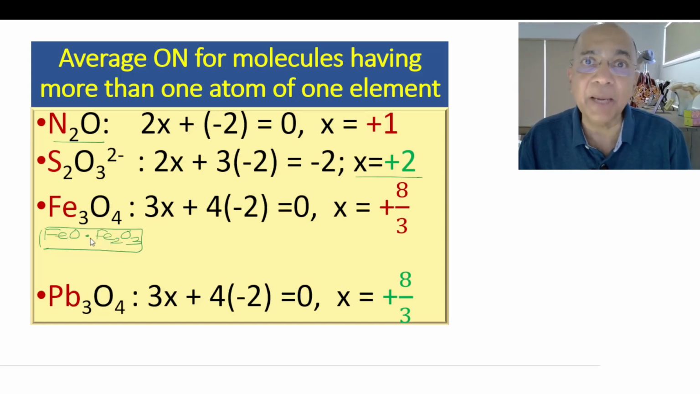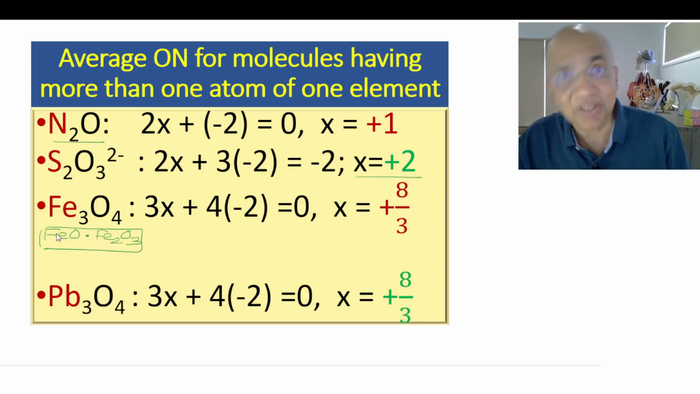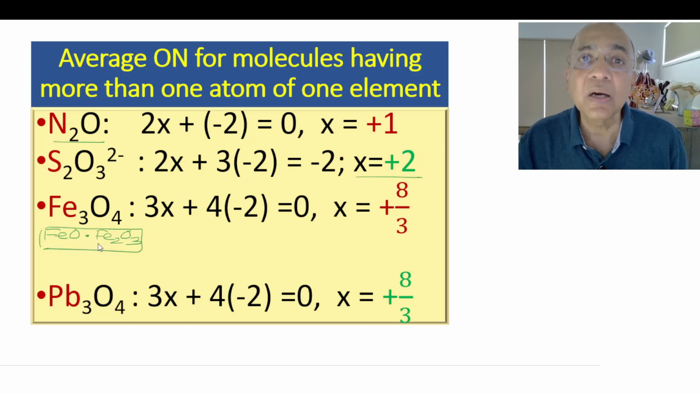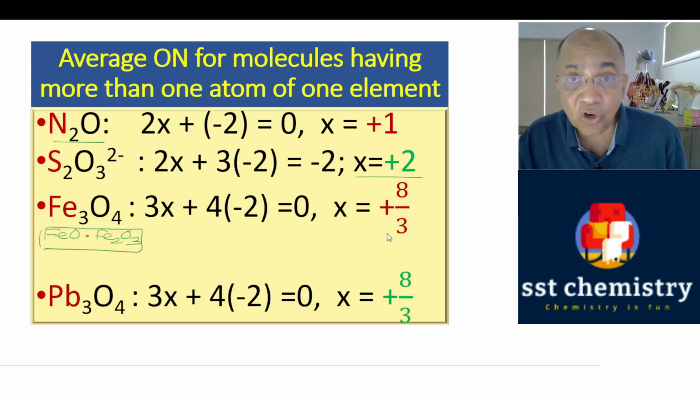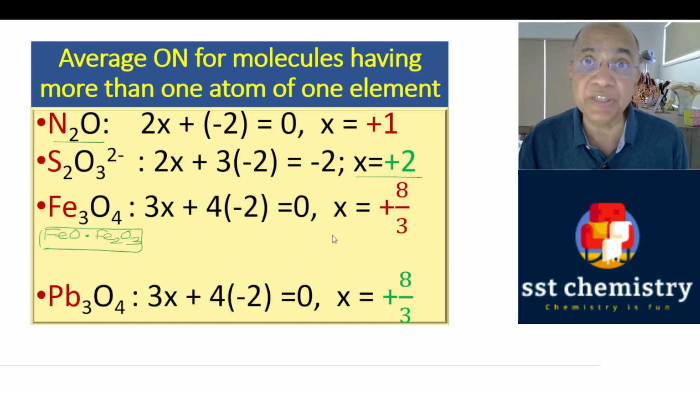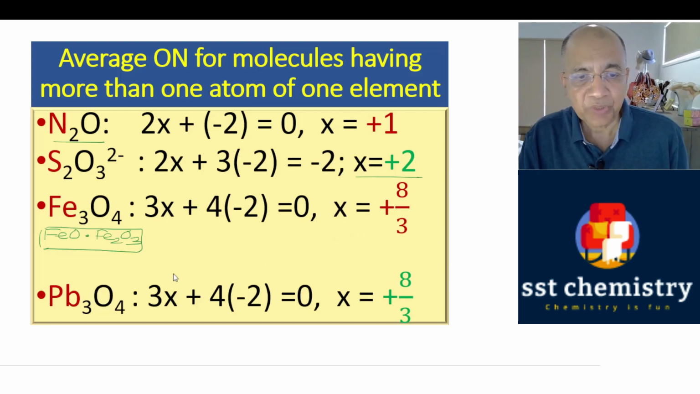So add three of them, +2, +3, +3 becomes +8, and there are three iron atoms, divided by 3. So the average oxidation state of each iron is +8 by 3. The same thing you will get in the X method: 3X plus 4 times -2 is equal to 0. So X comes to be +8 by 3. But this is not the oxidation number of any of the iron atoms. This is an average.